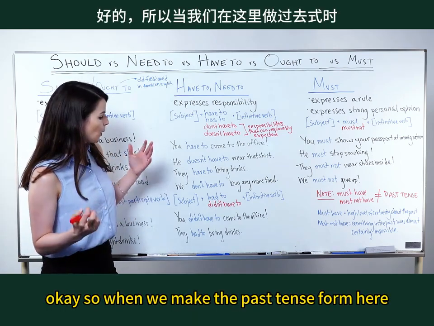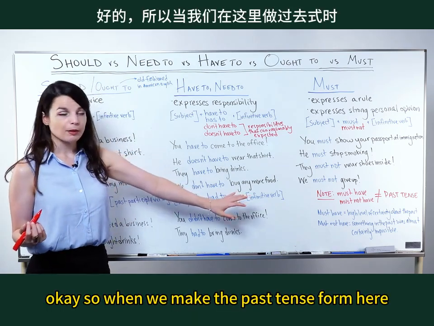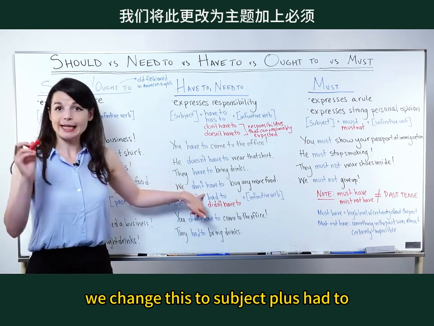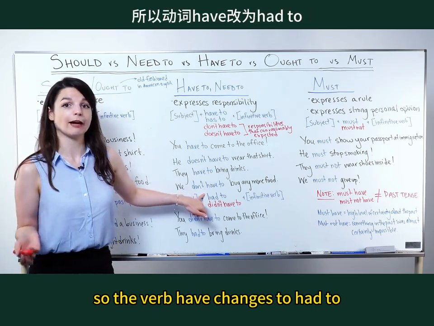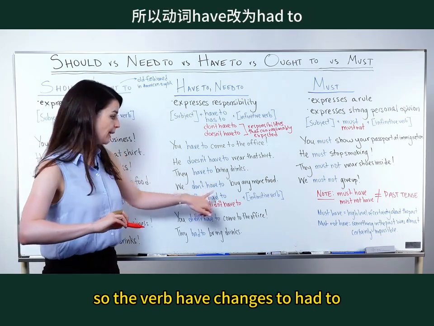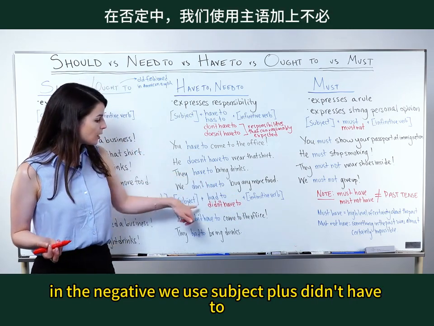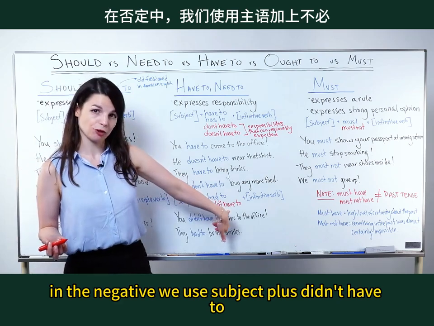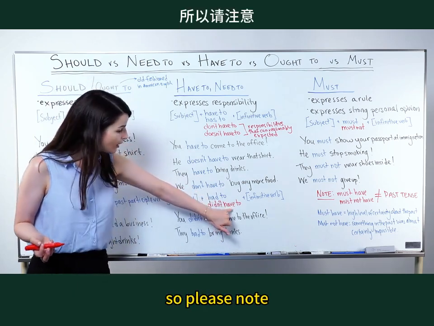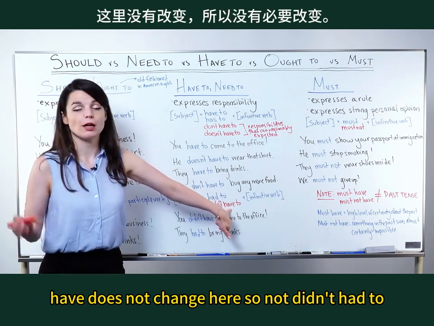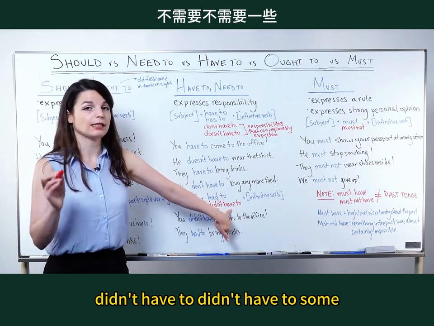Okay, so when we make the past tense form here, we change this to subject plus had to, so the verb have changes to had to, and the infinitive verb form. In the negative, we use subject plus didn't have to. So please note, have does not change here. So not didn't had to, didn't have to.